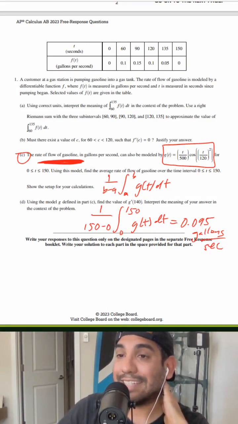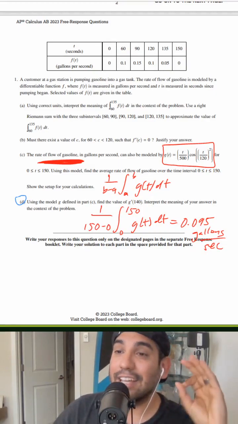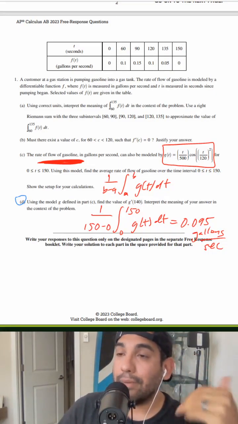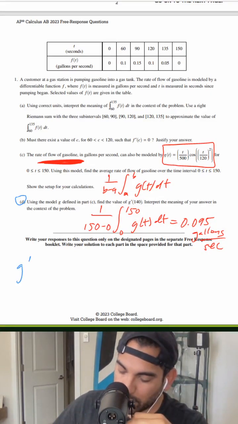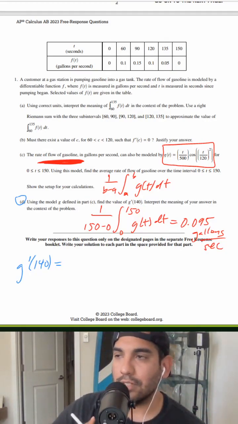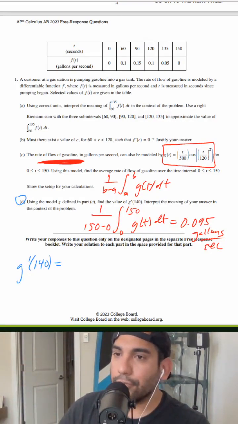Okay, so let's go ahead and do part D. Part D is asking, this is interesting. We're using the model, the function g, to interpret g prime of 140. Just keep in mind, g is already the rate of the flow. So when we take the derivative here, we're going to check whether it's increasing or decreasing. We've seen a couple of these questions.